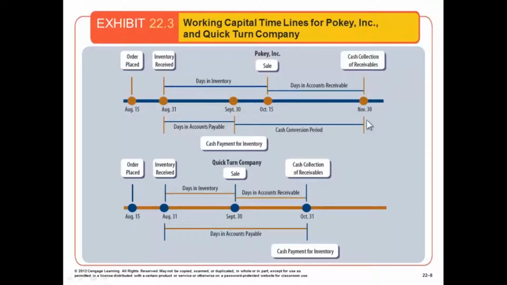Now let's look at Quick Turn. Quick Turn places his order, gets his inventory in just like Pokey. It stays in inventory for 30 days, so he gets that inventory turned pretty fast. It's not 45 for him, it's 30. It stays in accounts receivable for 30 days. He manages his accounts receivable. Now look right down here. He's worked out an agreement with his suppliers, or maybe he's stretching them a little bit, to not pay them in 30 days, but to pay them within 60 days.